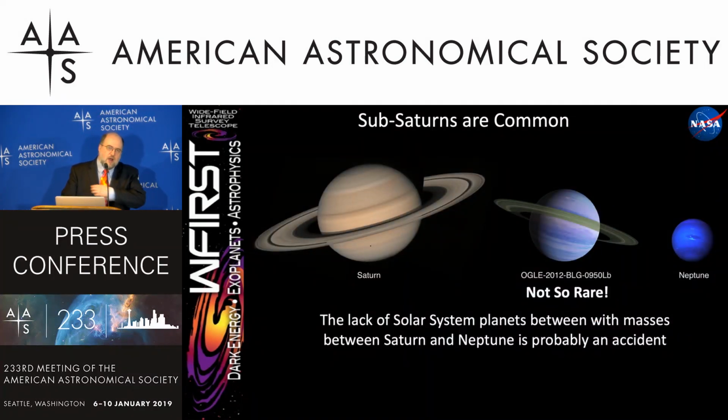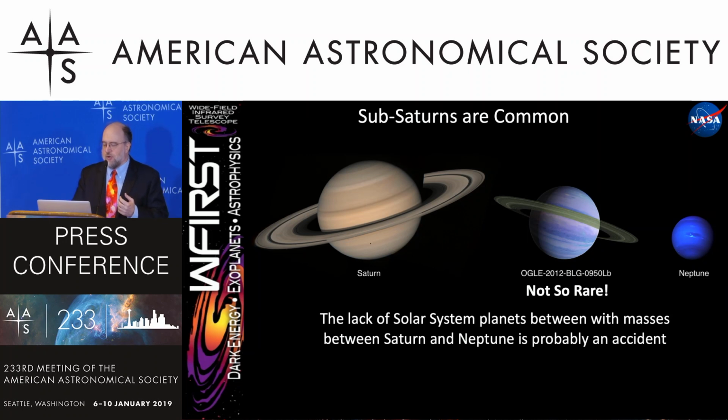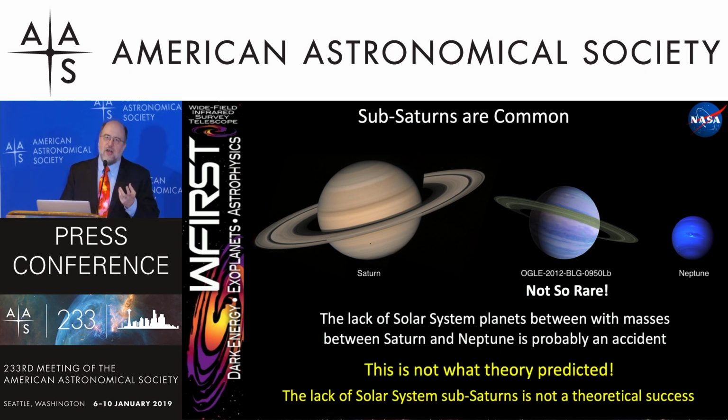And so this kind of answers the question that Aparna asked: it's not an accident that this OGLE 2012 950 event was found to have a 39 Earth mass planet. Actually, those are fairly common. They're more common than Saturns or Jupiters. And so the lack of such planets in our own solar system is more likely to be due to random chance or an accident, and it's not actually a sign of the theory. The fact that the core accretion theory predicts something that looks like the solar system is more likely a coincidence than actual success.